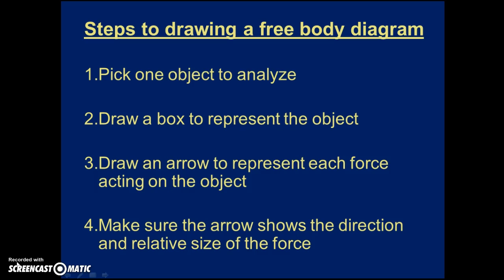In order to draw a free body diagram, we have to follow 4 steps. First, we have to pick an object to analyze. Second, we have to draw a box to represent that object. Third, you'll draw an arrow for each force acting on the object. And then fourth, each arrow must be drawn in the right direction and has to be the right size for the force. Use a bigger arrow for larger forces and use a shorter arrow for smaller forces.